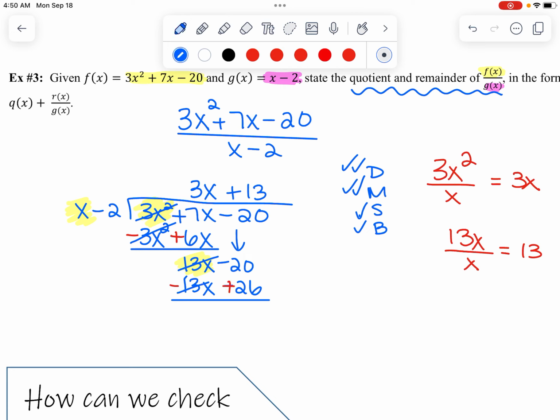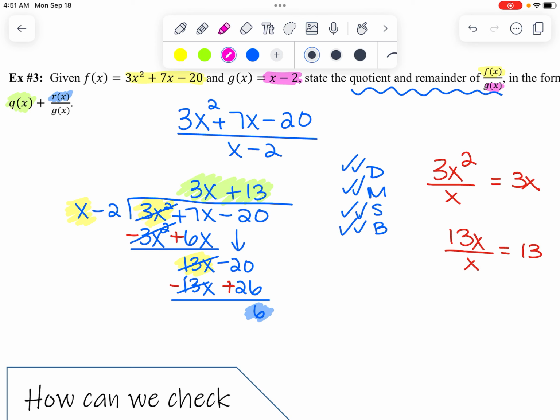I'm going to cross out the first two. They should always be opposites. Negative 20 plus 26 is going to give me 6. There's nothing left to bring down. That's my remainder. And remember, they told us to write it in this format, which is really telling you the q of x is the quotient. So let's just get some colors here. So q of x being the quotient, that's what we got as our answer. R of x is the remainder. Well, we just got that with our 6.